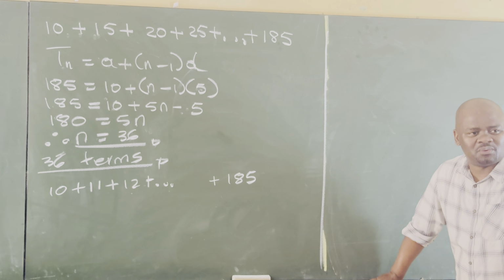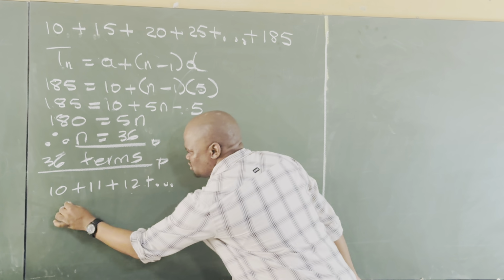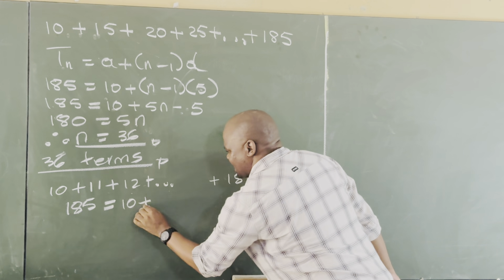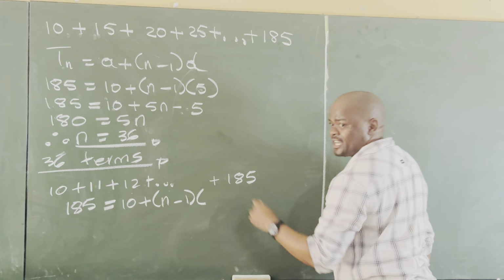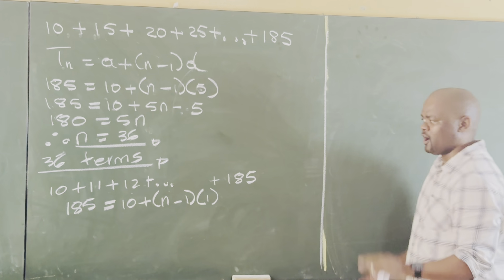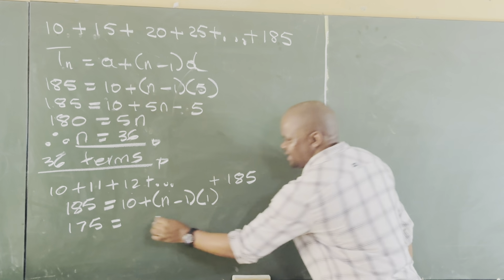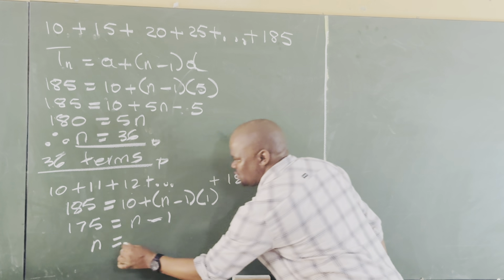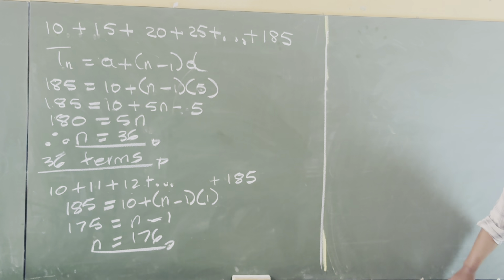So the first thing we need to do is to calculate how many terms we have. So we are using this method again. We are going to have 185 is equal to the value of A, the value of A is 10, plus n minus 1 times d. The value of d is 1, because if you say T2 minus T1, you get 1. Then we find how many terms we have. So this is 175. Can you say 175? Yes. Then this is n minus 1. And then n is equal to 176.